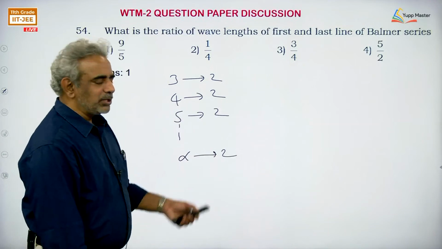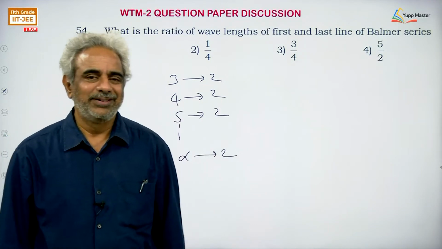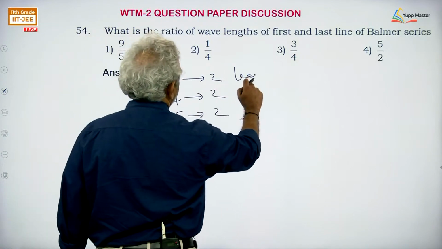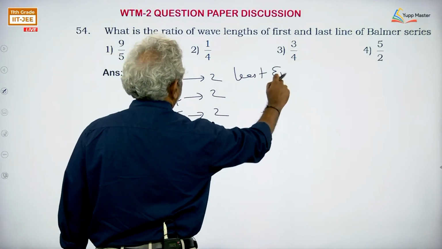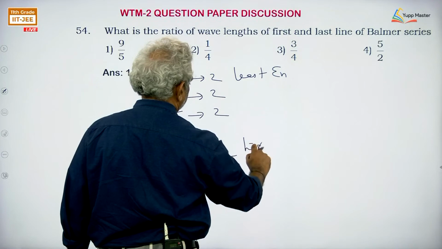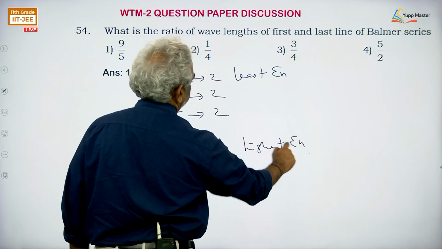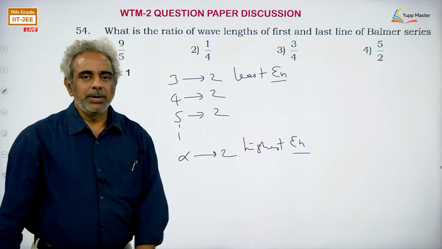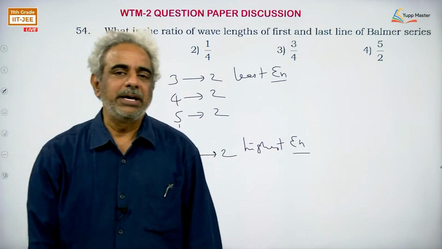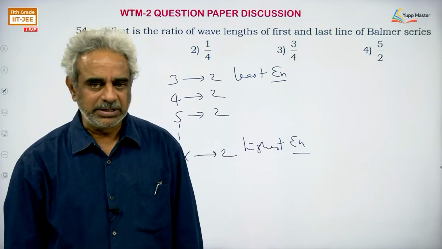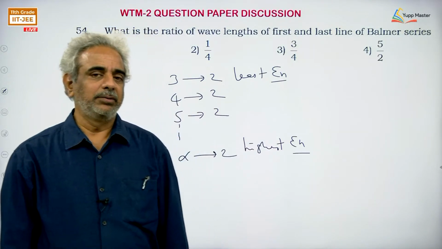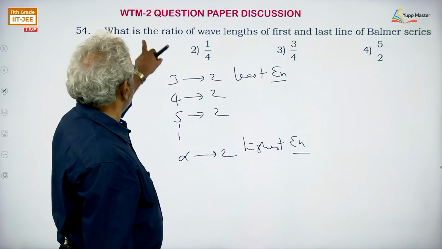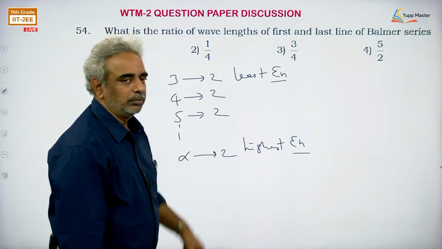And this is the last line. There cannot be more than infinity. So for every series there are limits. This is least energetic. This is highest energy. Any series limiting line has maximum energy, maximum frequency, minimum wavelength. So my dear students, he is asking what is the ratio of wavelengths of these two.